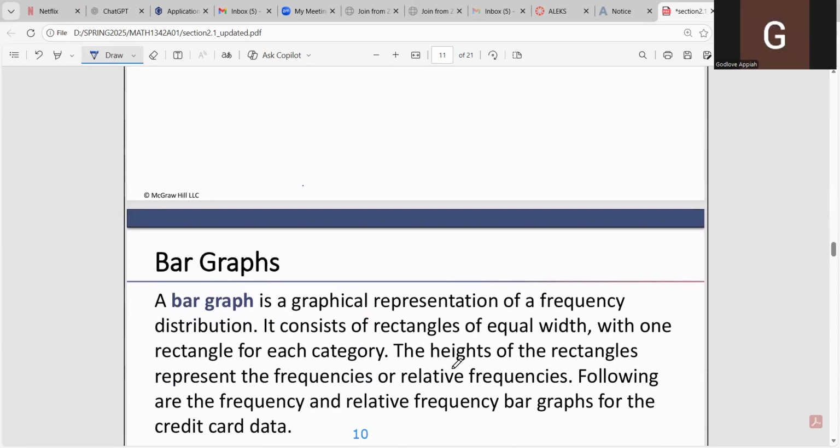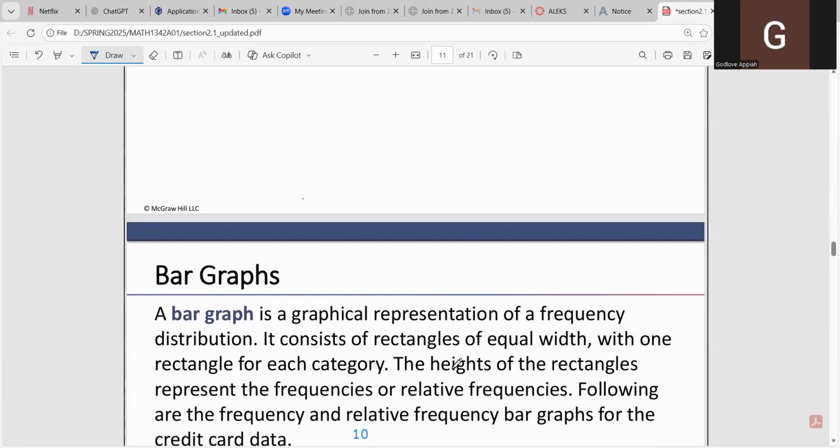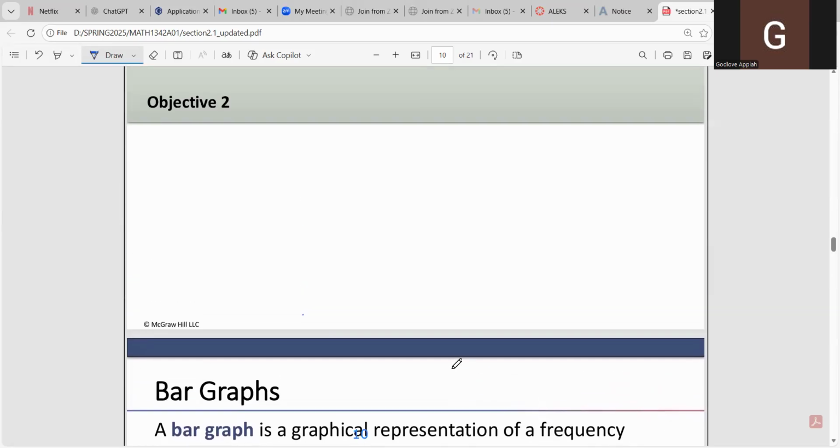All right. So with this being said, let's go ahead and construct a frequency bar graph for the credit card data set. Because a bar graph can be constructed based on either a frequency or a relative frequency, that means we can construct either a relative frequency bar graph or a frequency bar graph. A frequency bar graph is constructed based on a frequency distribution table, and a relative frequency bar graph is constructed based off of a relative frequency distribution table. So we will start by constructing a frequency bar graph.